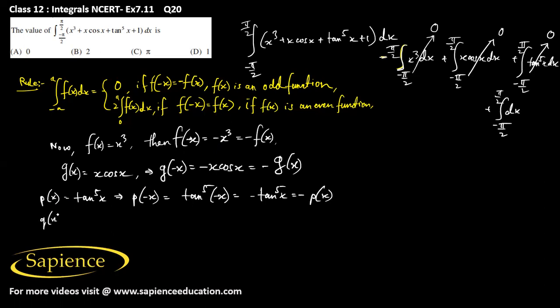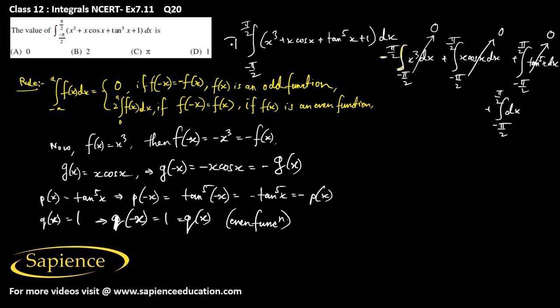Now here we have the function 1. Let's say we call it q of x. q of x is equal to 1. So now q of minus x will also be equal to 1, which is equal to q of x, since the value of the function is independent of x. So q of minus x equals q of x. So it is an even function. So only for this function, the integral will not be 0.